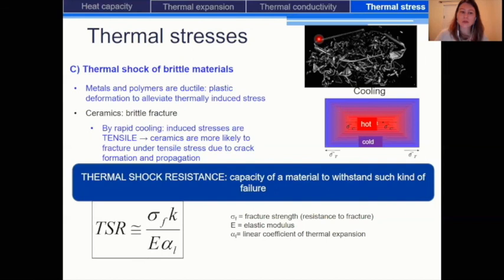And so in order to measure the thermal shock resistance, which is the capacity of a material to withstand such kind of failure, we have this formula, so we can evaluate this TSR, thermal shock resistance, by considering the fracture strength or the resistance to fracture, the thermal conductivity, the elastic modulus, and the linear coefficient of thermal expansion. So it takes into account mechanical properties and thermal properties of these materials.